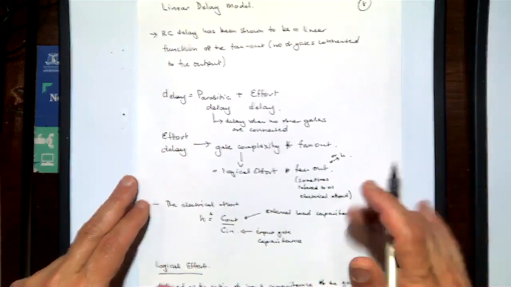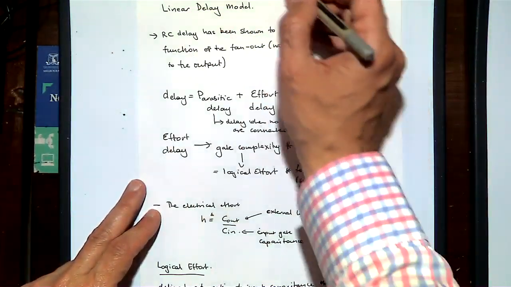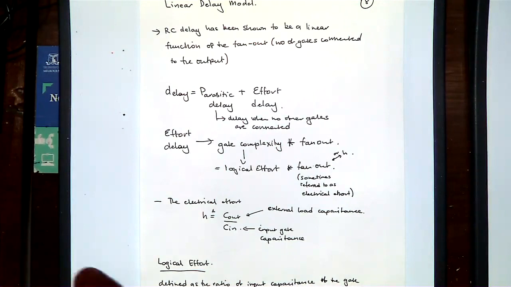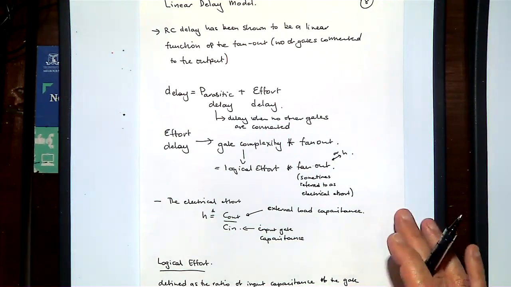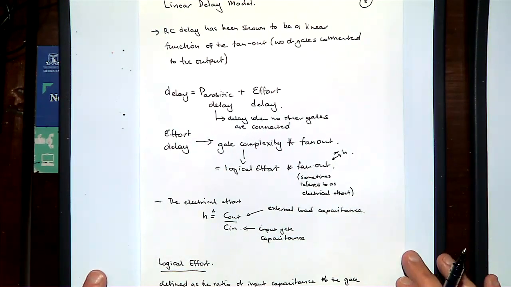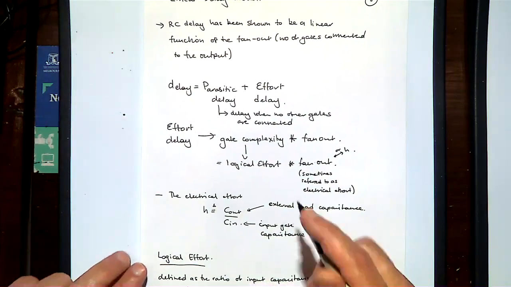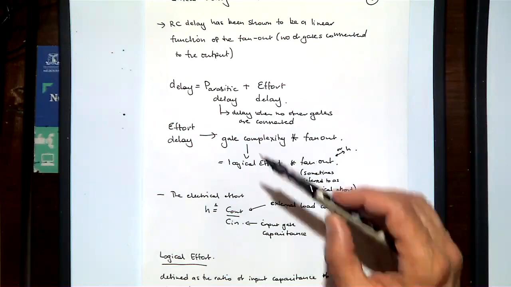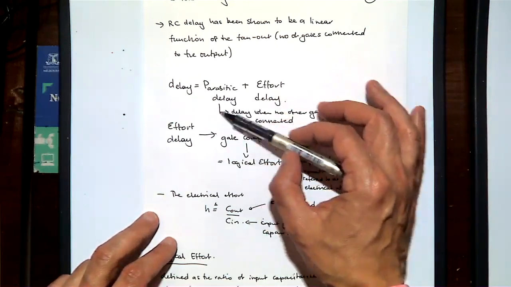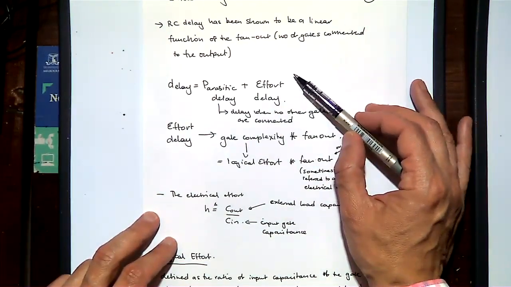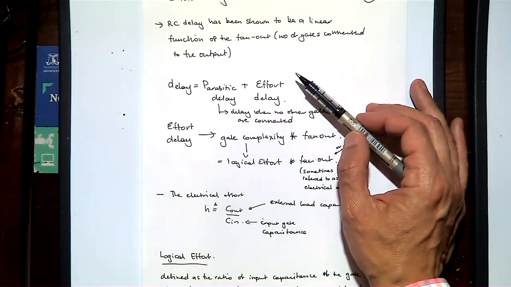And there's a model that people have come up with called the linear delay model, and it of course has limitations, and I'll definitely put them up, I haven't put them up yet. So don't stress. So what we've got is the delay is equal to the parasitic delay plus the effort delay, right? Now these are all definitions so far.